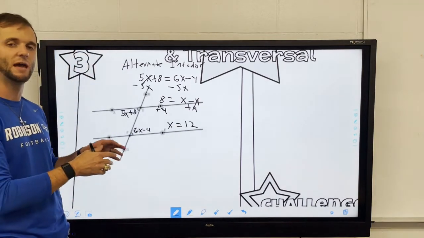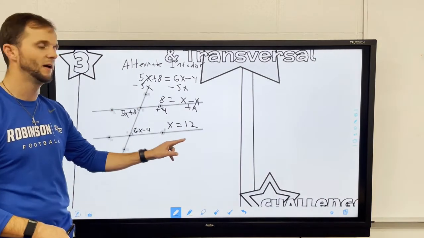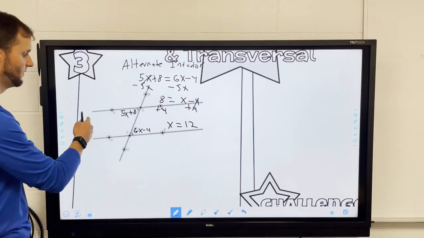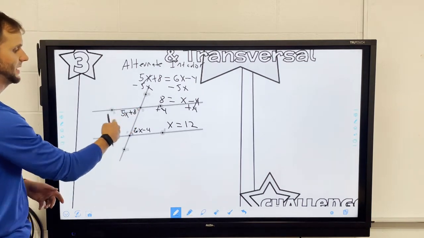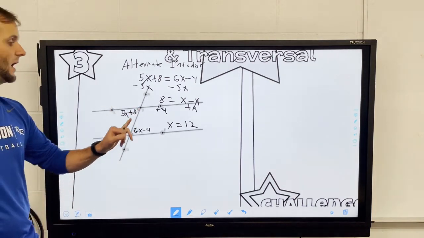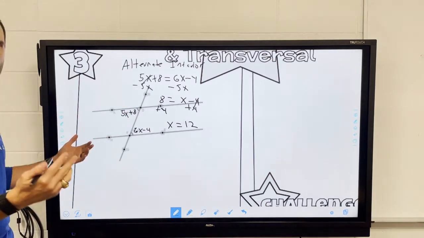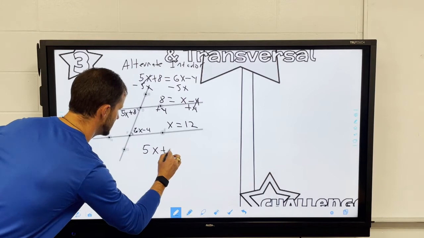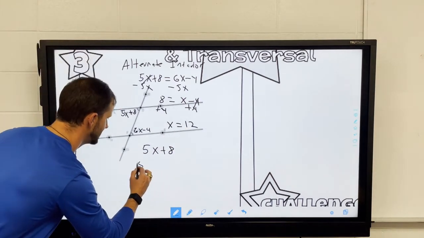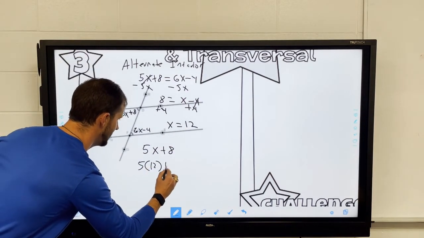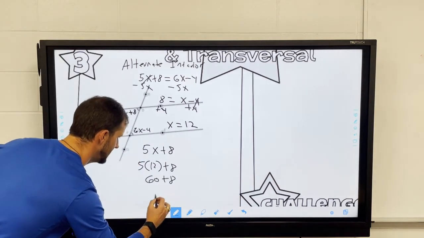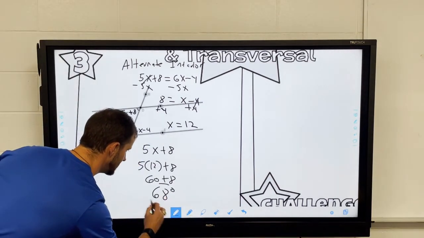So if your question ever asks for x, it gives you the value of x. So now it might ask you, what is the value of ADF, which means this angle right here. So all you have to do now is plug x back in. So let's just say it was asking for that. So I would take 5x plus 8, and I would plug x back into that. So 5 times 12 plus 8. 5 times 12 is going to give you 60, plus 8 is going to equal 68 degrees.